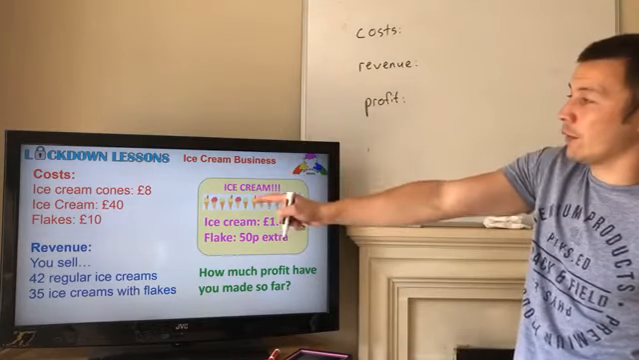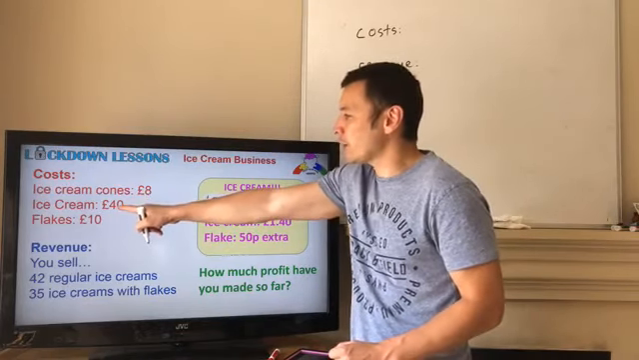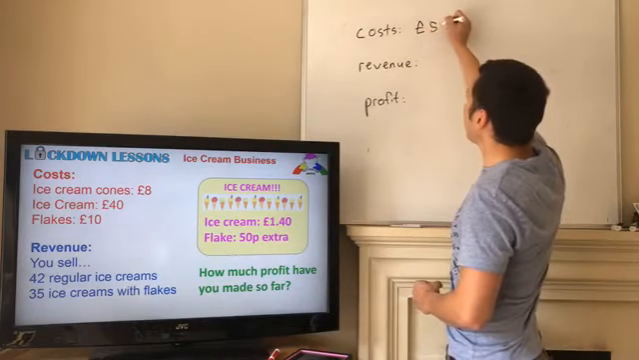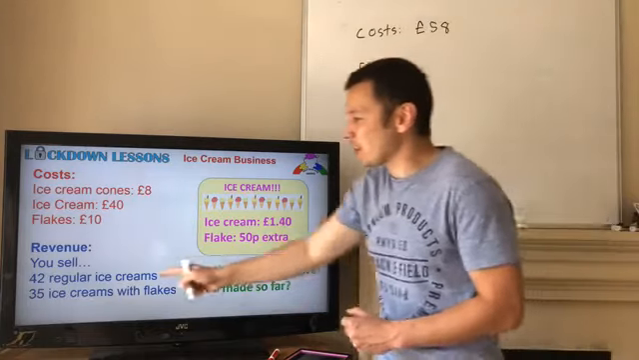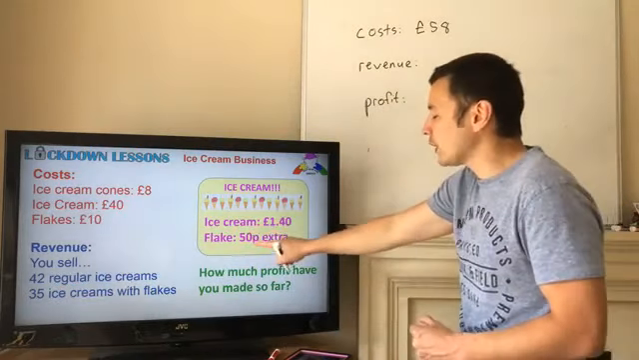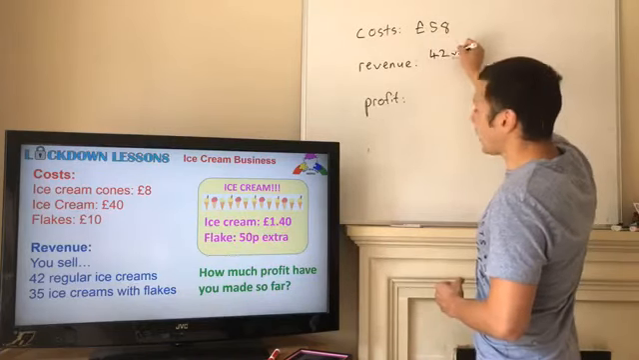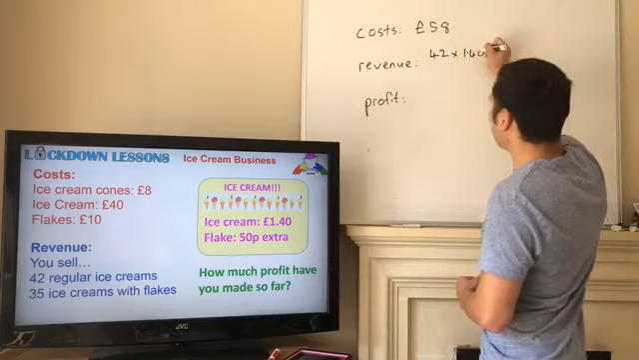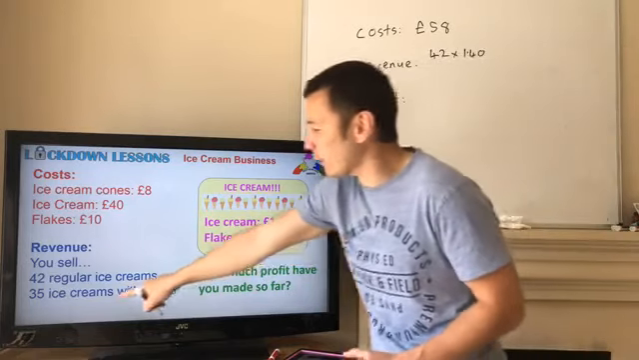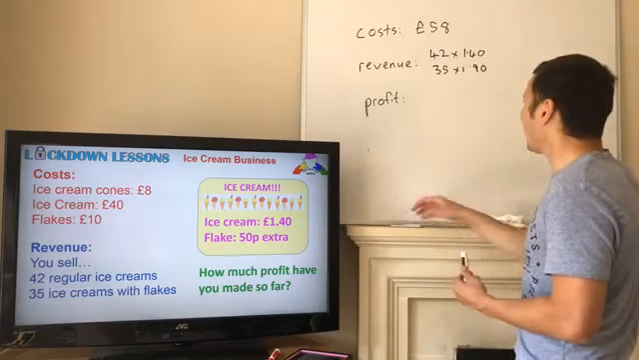Okay, let's have a look at what we've got then. So the costs, all of those added together. So my total cost is £8 for the ice cream cones, £40 for ice cream, £10 for flakes. So that's £58 total cost. My revenue is going to be 42 of those and 35 with the flakes. So my normal ice creams, I'm going to be doing 42 times £1.40, and 35 times 50p extra is going to be £1.90 for ice cream with flakes. So 35 times £1.90, and then I'm going to add those together.